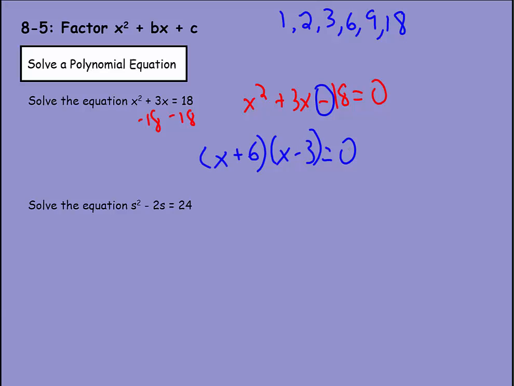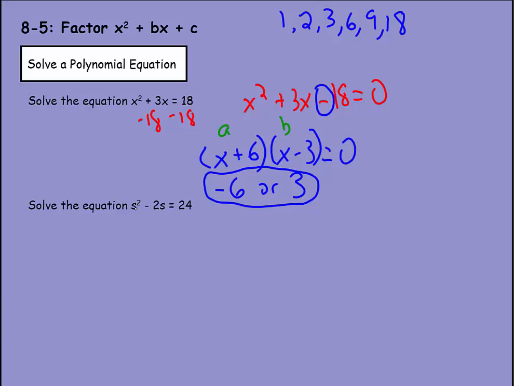So you remember last lesson, if this was a and this was b, one of these has to be 0 to equal 0. So x could be negative 6 or it could be positive 3. Both of those would equal 0. So you get two answers for this equation.